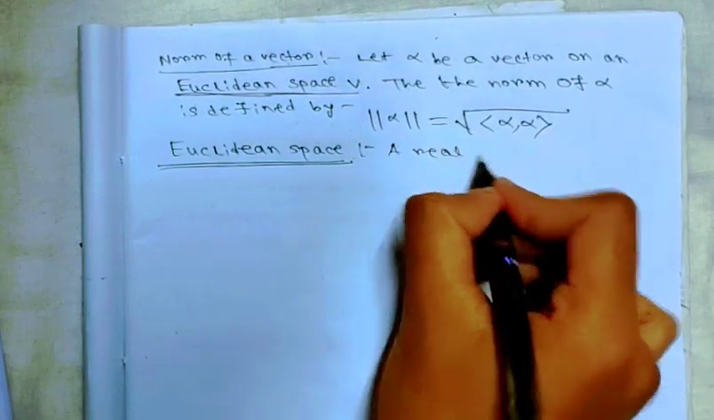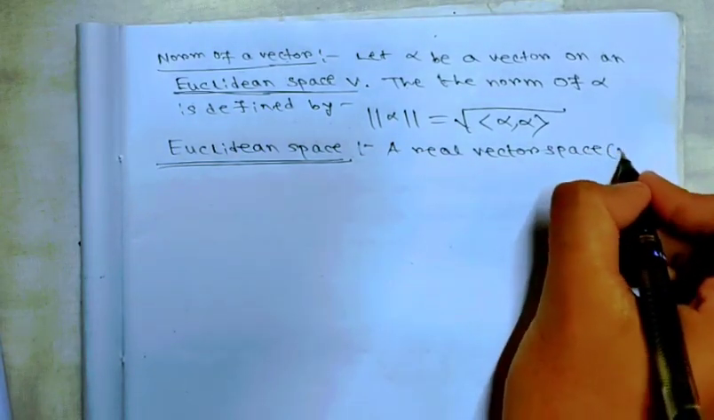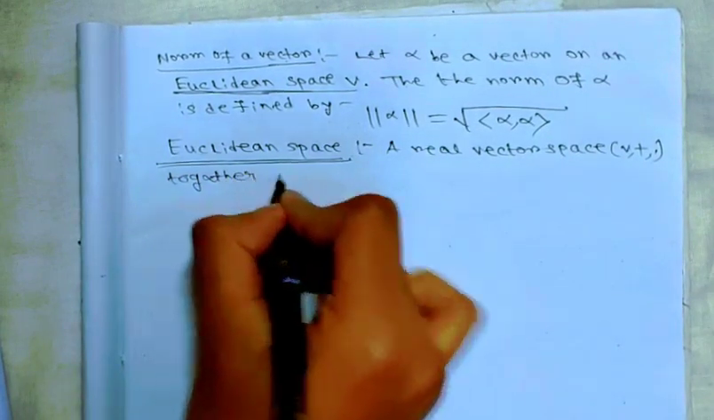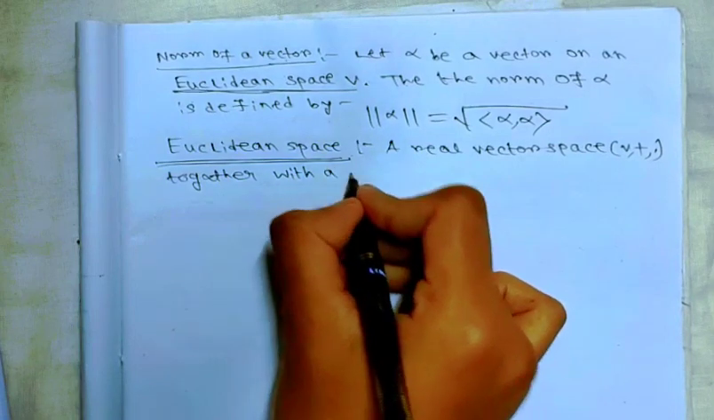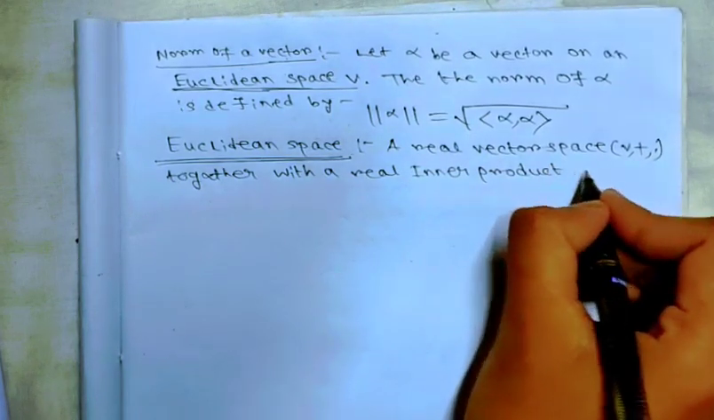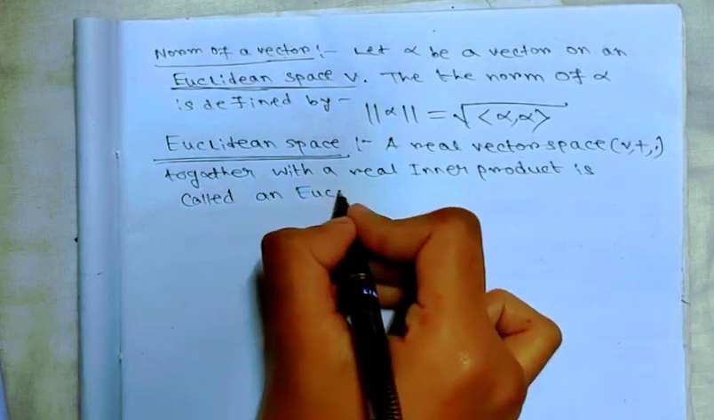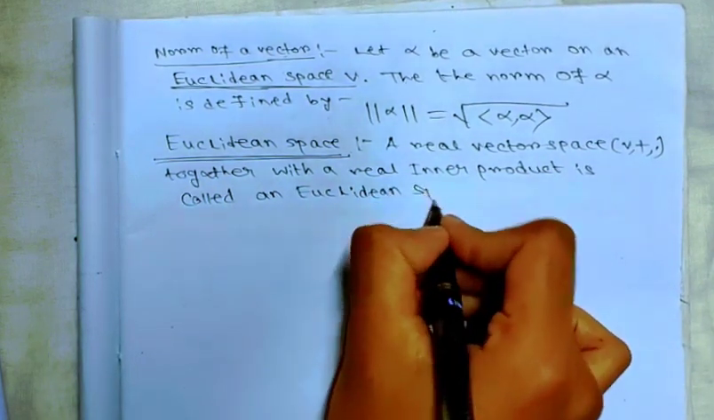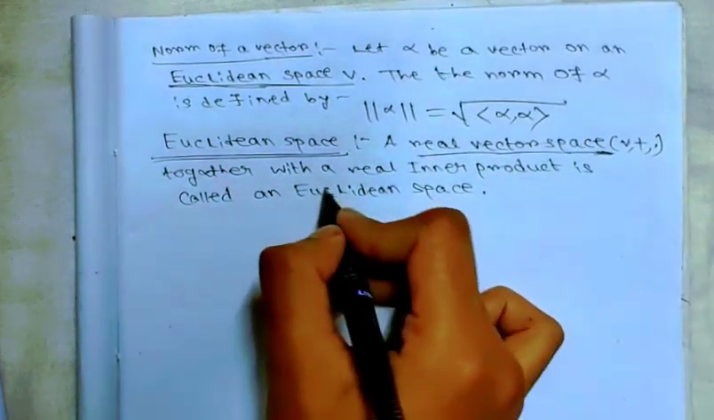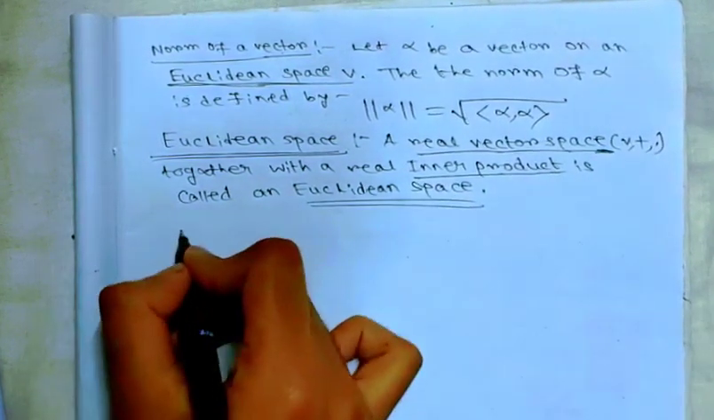A real vector space (V, +, ·) together with a real inner product is called a Euclidean space. That means a real vector space that satisfies all the properties of an inner product, we will call it a Euclidean space.